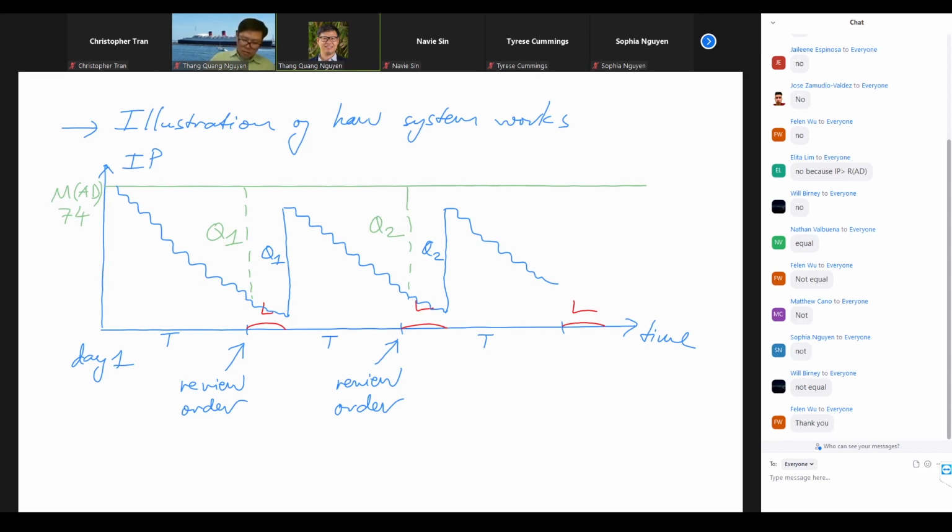So remember, the time between reviews, the TBR, is fixed. But the order quantity, right, will be time dependent, depending on the demand.